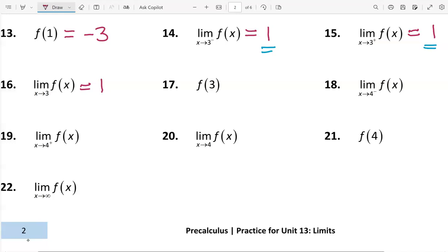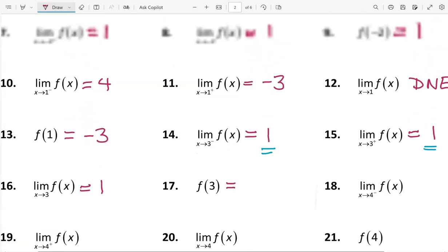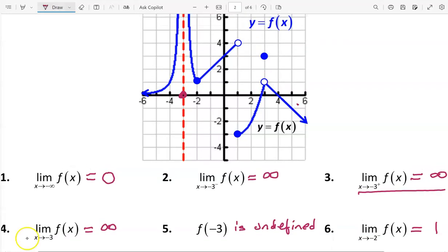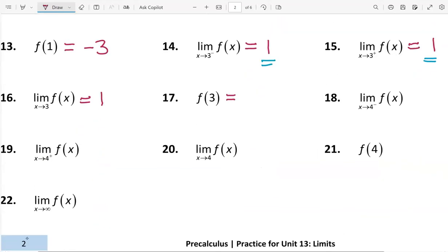In number 17, we are looking for the value of f of 3, and f of 3 is the y value of the function at x equals 3. So if we are on the graph at x equals 3, we're going to notice that there is a separate point on the graph there. When x is equal to 3, the y value is also 3. So that means that f of 3 is equal to 3. In this one, you'll notice that our limits do not agree with the function value, which means that the function is discontinuous there.